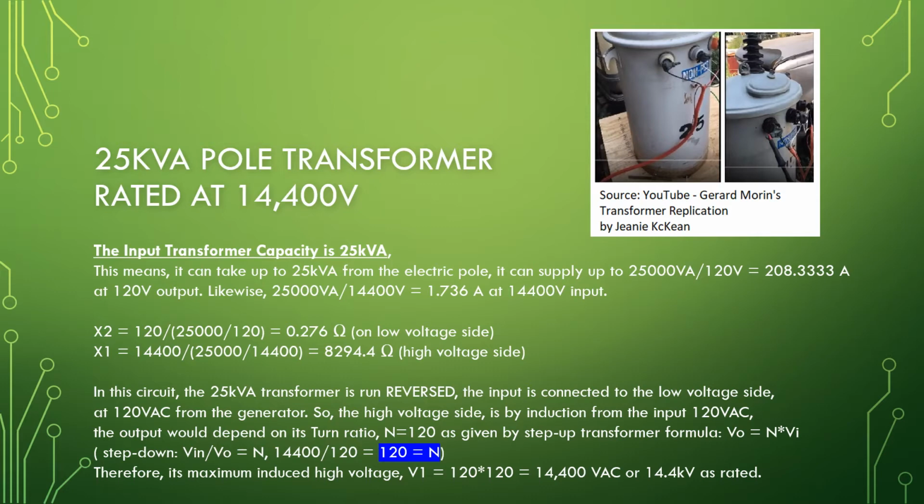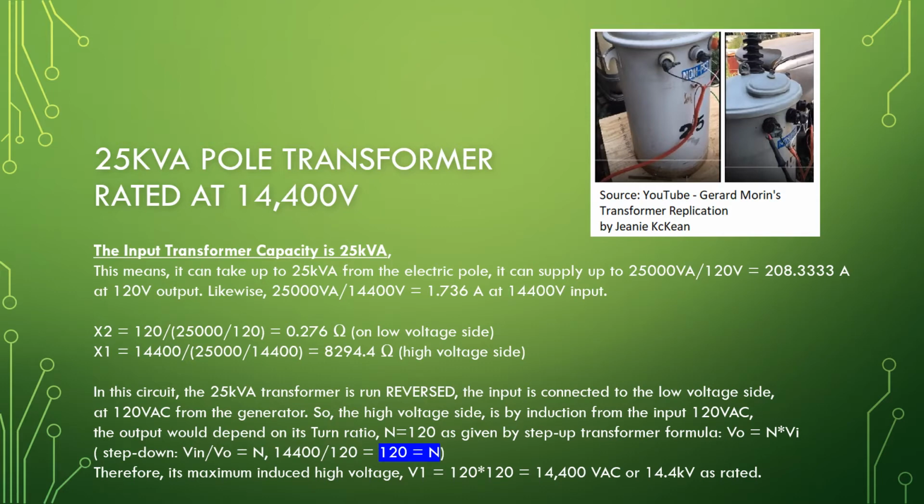X2 equals 120 divided by 25,000 divided by 120 equals 0.276 ohm on the low voltage side. X1 equals 14,400 divided by 25,000 divided by 14,400 equals 8,294.4 ohm on the high voltage side.